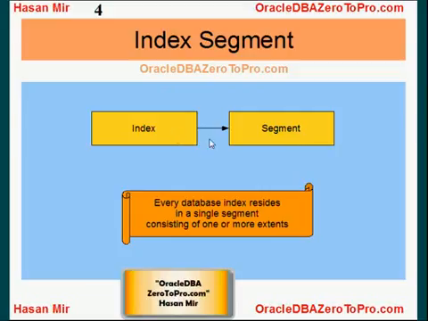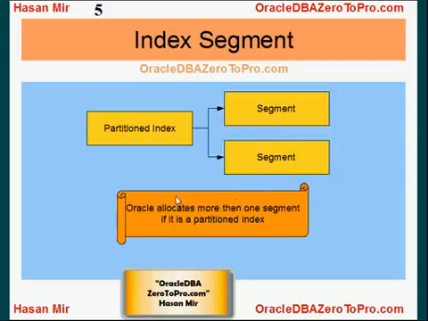When you create an index, it is created in a segment. Every database index resides in a single segment consisting of one or more extents. We already know that a segment consists of one or more extents. Now, you can also partition indexes, so Oracle allocates more than one segment if it's a partitioned index. Why would you partition an index? It's the same concept as we learned in the last tutorial, the same reason why we would partition a table. We would partition an index.